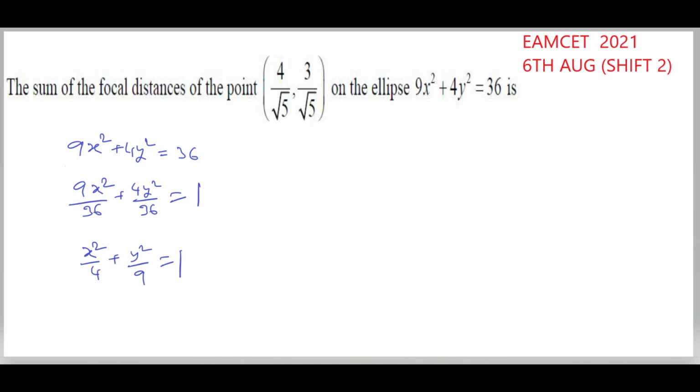So here a² = 4, a = 2, and b² = 9, b = 3. This is a b greater than a ellipse.